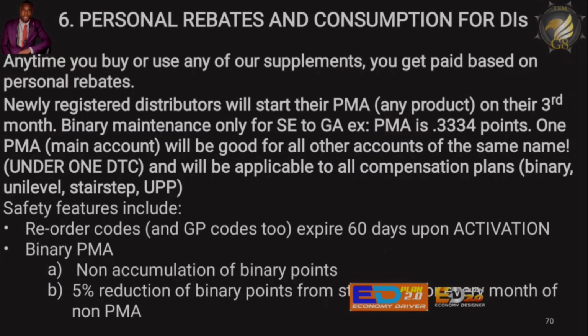We have the sixth way of making money, which is called personal rebates and consumptions for distributors. Anytime any person buys anything from your team, under your team, you get paid based on personal rebates. Newly registered distributors will need to commit into the business of doing what you call PMA. We have talked about this in one of our skills. This is where you spend some little money for your business on a monthly basis. That can be about $10 on a monthly basis if you are a new member. And then with time, if you have a big rank like me, you'll be spending about $50 on a monthly basis to keep your business active.